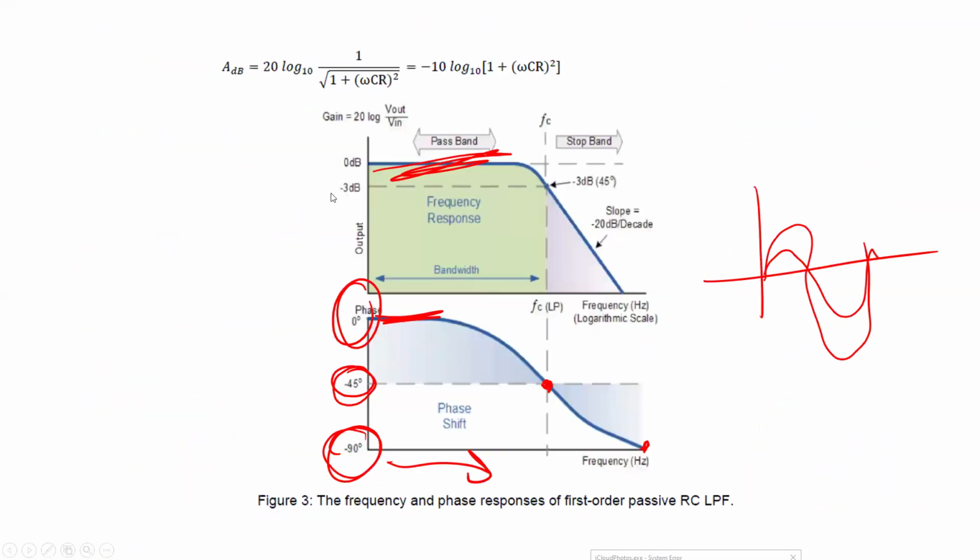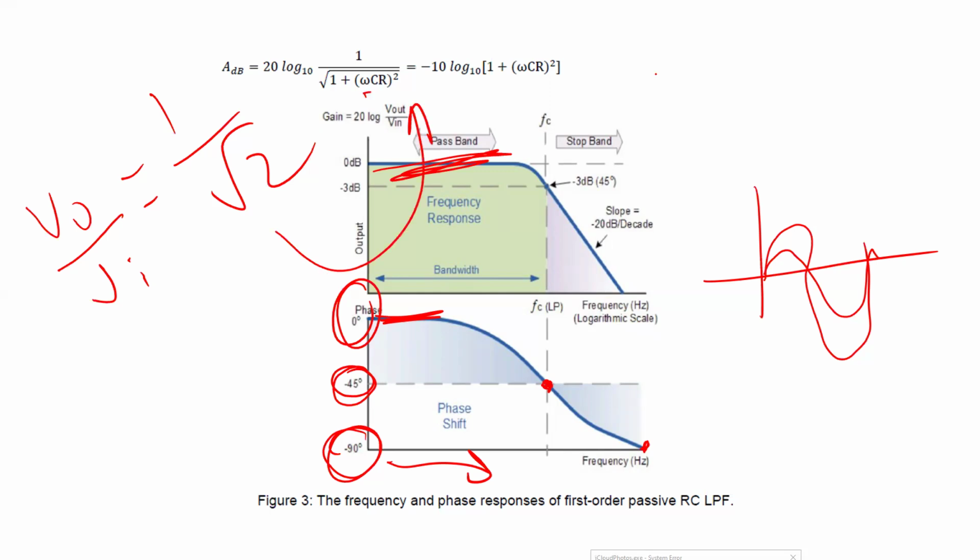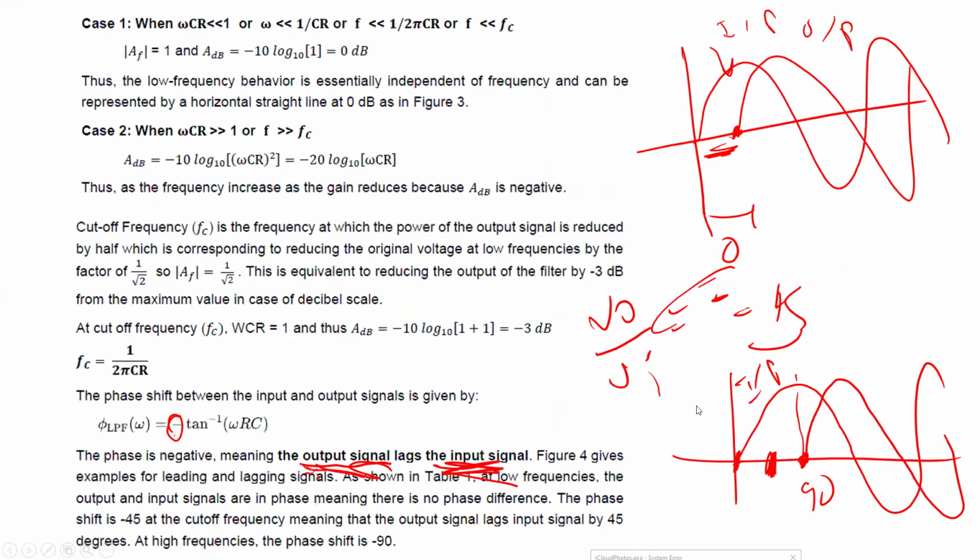Okay, so I told you guys, by definition, the cutoff frequency is the frequency at which V output divided by V input equals 1 over square root of 2. That's the definition. And this is the frequency at which the output signal power is half the input signal power. This should happen in this specific case when omega CR equals 1. So when omega CR equals 1, this should happen at the cutoff frequency. Here omega is 2 pi F, so from here we can say F should equal 1 over 2 pi CR.